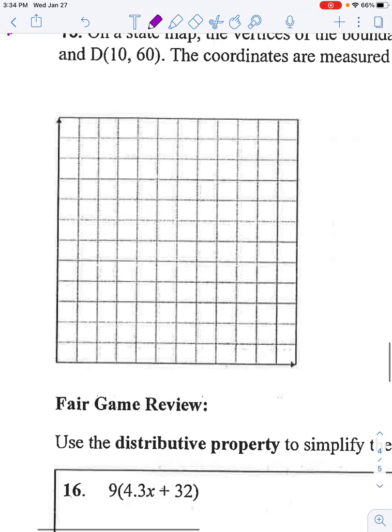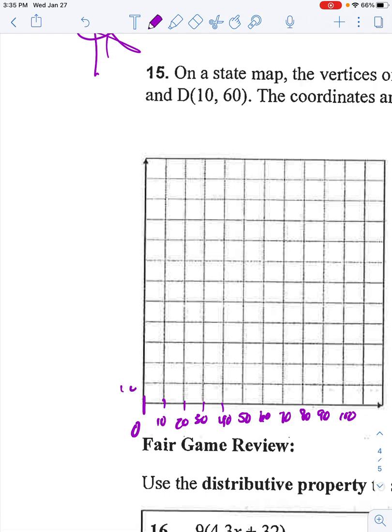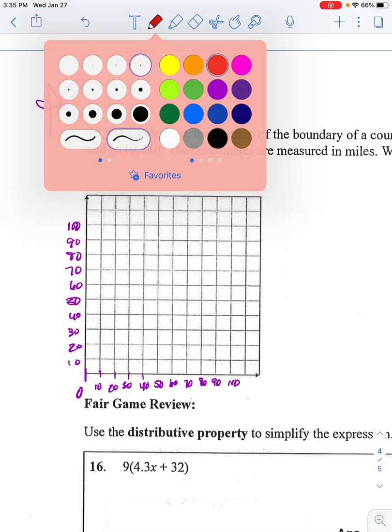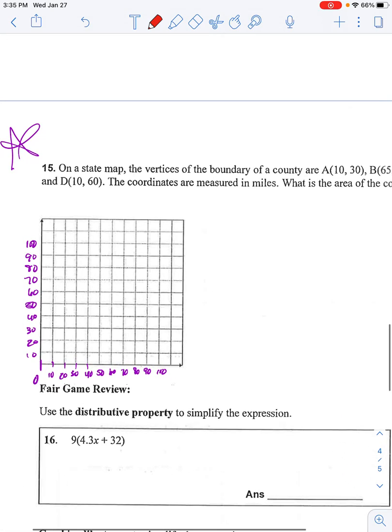Okay? So, obviously this is going to be a 0. You're counting by tens, 10, 20, 30, 40, 50, 60, 70, 80, 90, and 100. Same thing going up, 10, 20, 30, 40, 50, 60, 70, 80, 90, and 100. So you need to label them. Now we're going to plot them.